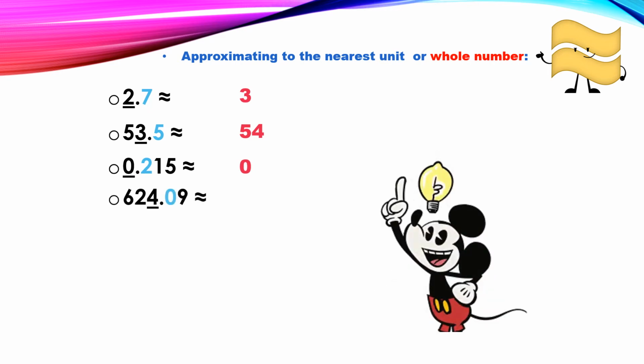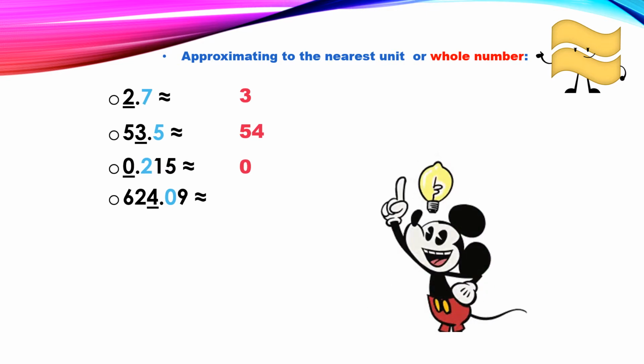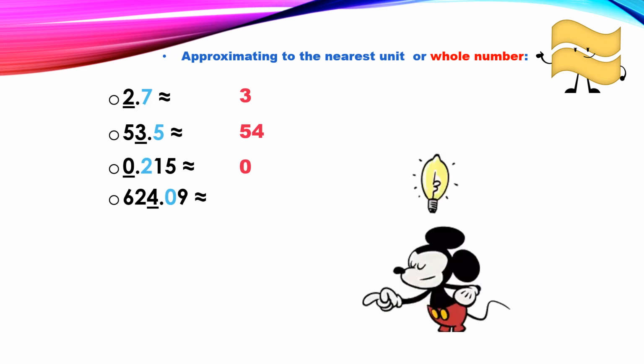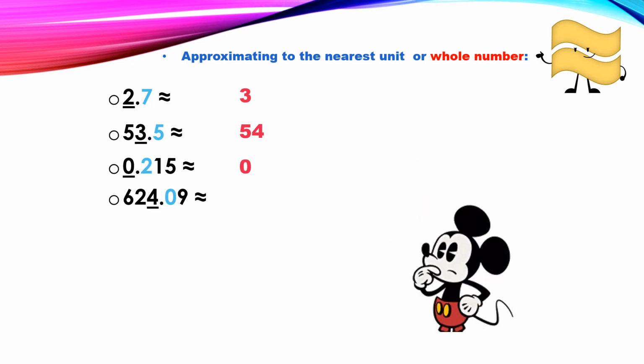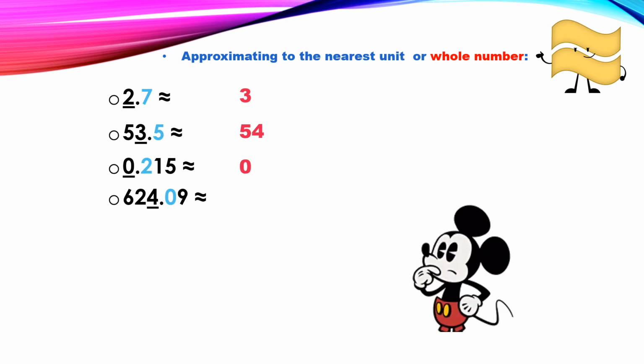Okay, another one. 624 and 9 hundredths. What is the digit in the unit place? It's 4. What is the digit before it? It's 0. So I will put 4 as it is and replace 0 with 0. Put 0 as it is. So the answer will be 624.